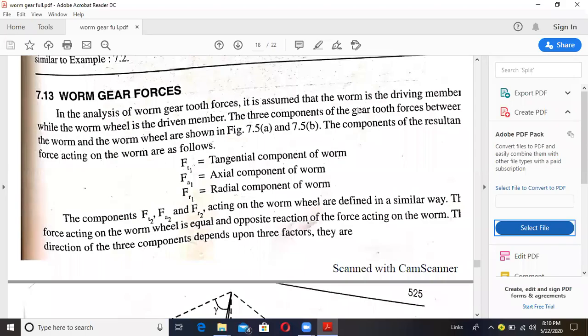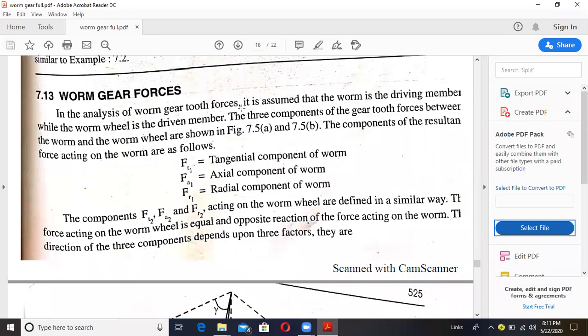So welcome to the next session. In this session, we will discuss what the forces acting on the worm are and how to calculate these forces acting on the worm gear. Now we will see. So there are two components. One is the worm and another one is the worm gear or worm wheel.